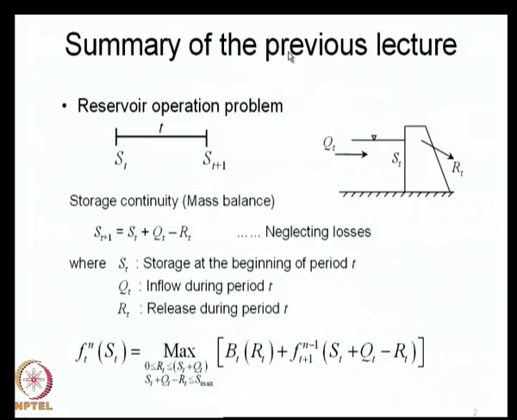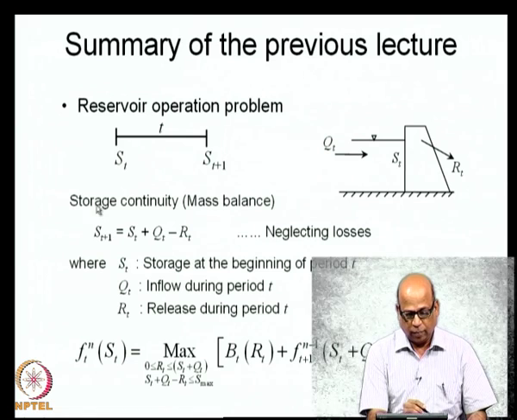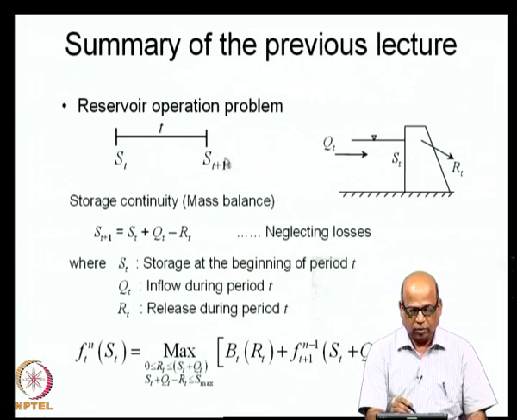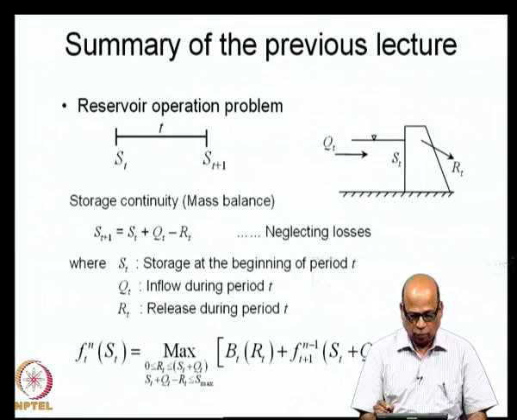In the last class, I introduced the reservoir operation problem as a multi-stage decision problem, and then we formulated the dynamic programming structure for that particular problem. For example, we are talking about the state transformation governed by the mass balance, or the storage continuity, in the time period t, starting with a storage S t. The storage S t plus 1 can be obtained by S t plus q t minus R t, neglecting the losses, and we also formulated the recursive relationship.